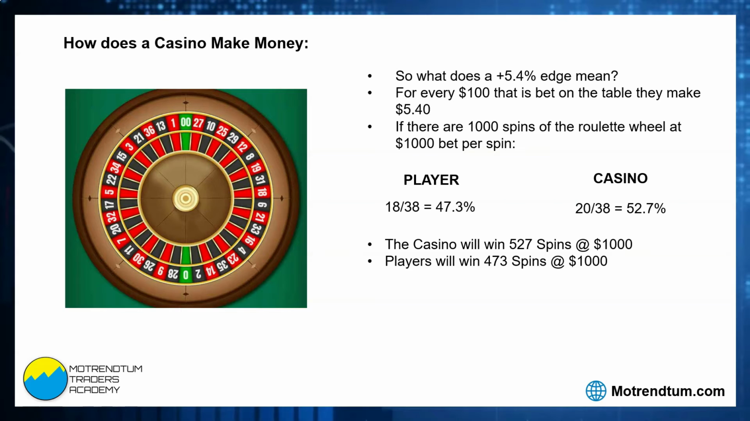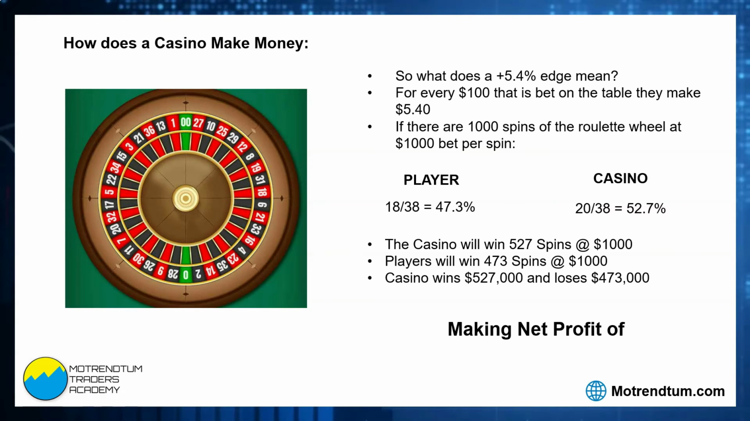If we do simple mathematics once again, and we multiply what the casino wins and what the player wins by how much the bet size was, you would see that the casino would win $527,000, and they would then lose $473,000, which goes back to the player. Subtracting those two from each other, they make a total net profit of $54,000, which is the 5.4% edge between what the player makes and what the casino makes.